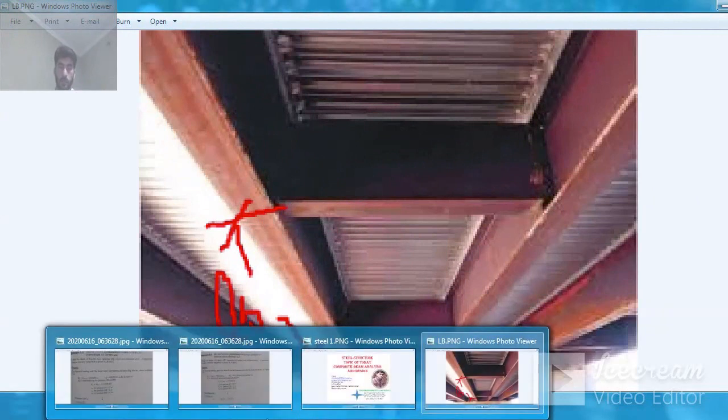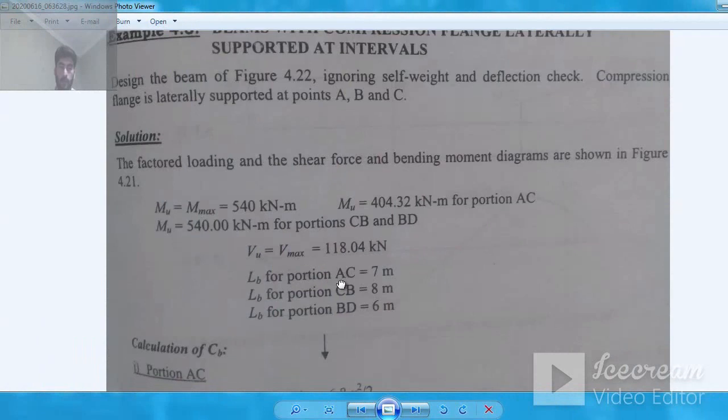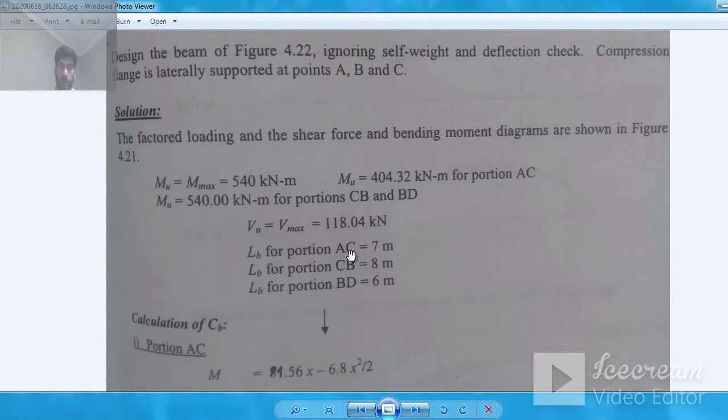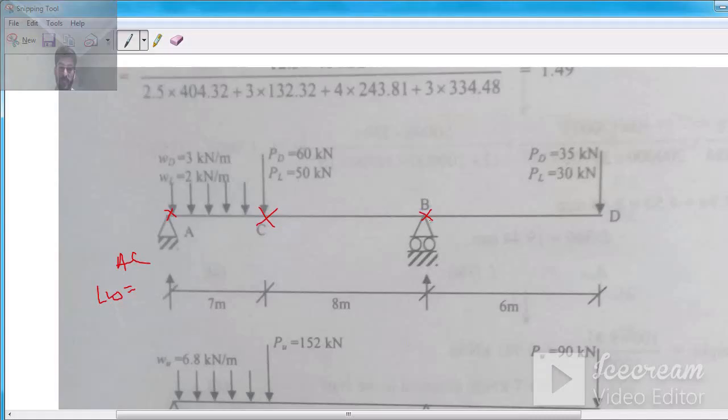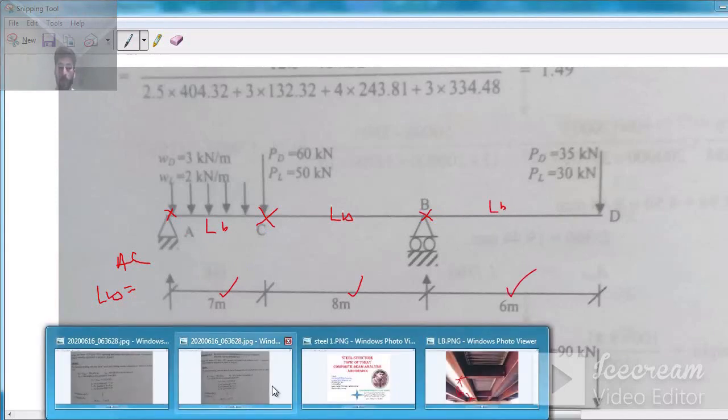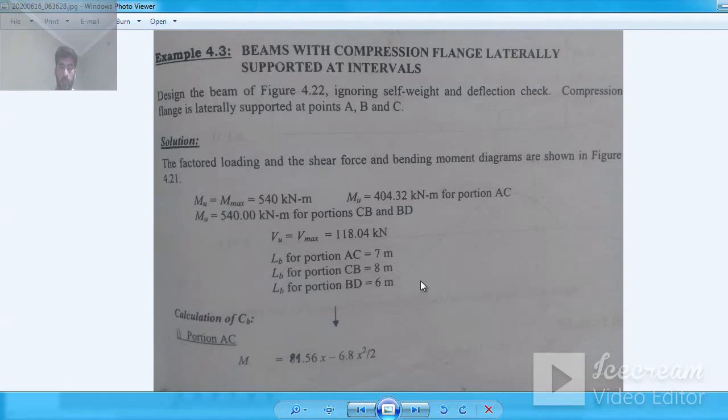No ambiguity. Now your LB for portion AC is 7 meter, for CB is 8 meter, and for BD is 6 meter. And this is clear. LB here is 7 meter, LB here is 8 meter, and for BD your LB is 6 meter. Clear? Now these are the determinations. Next you see portion AC.